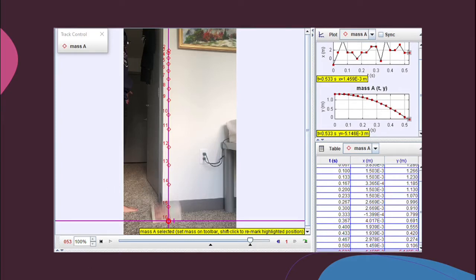Because we only care about the motion in the y direction, we can just focus on the y component of the data. You can see in this graph, the motion of the object seems to follow a nice parabolic slope, right, like that.